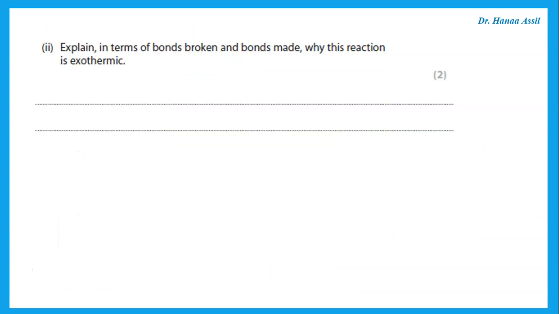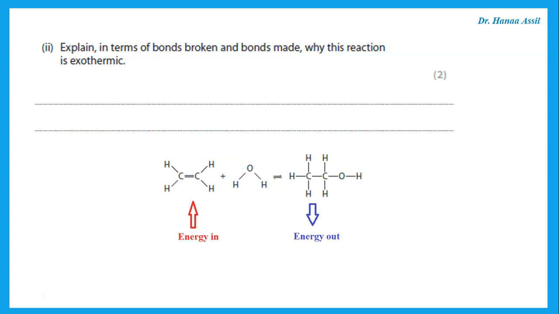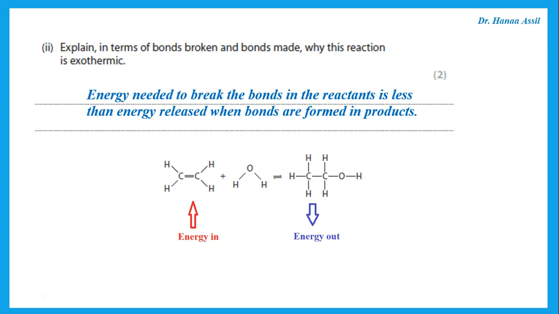Explain in terms of bonds broken and bonds made why this reaction is exothermic. We said if we have a reaction that's exothermic, what does that tell us? That means the energy needed to break the bonds in the reactants is less than the energy released when bonds are formed, so more energy is released, so it is exothermic.